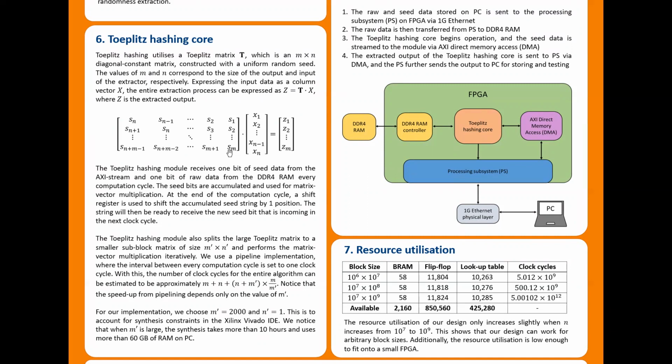Now, every computational cycle, one bit of seed data is sent from the processing subsystem to the Toeplitz hashing call, while one bit of raw data is sent from the DDR4 RAM to the same Toeplitz hashing call. The seed bits are accumulated and multiplied with the incoming raw data. At the end of the computational cycle, a shift register is used to shift all the seed bits by one position. And now, the string will be ready to receive the new seed bit in the next computational clock cycle.